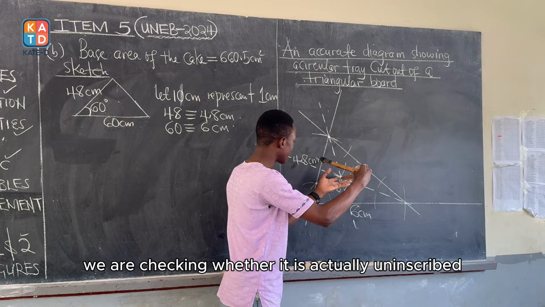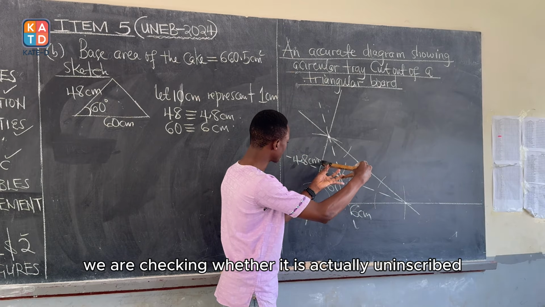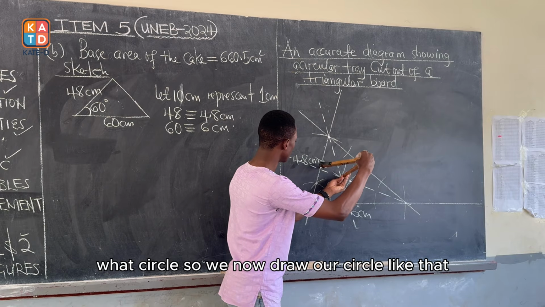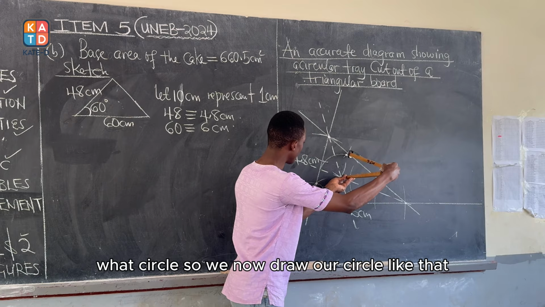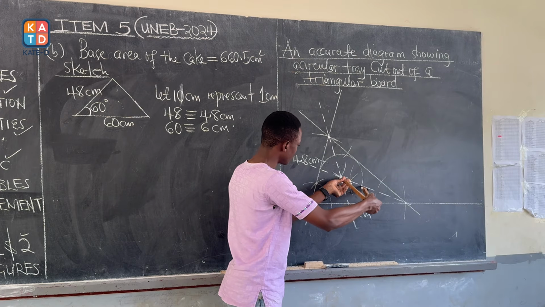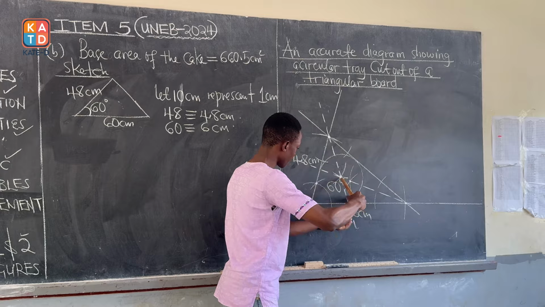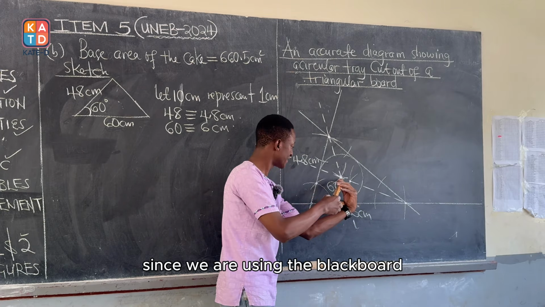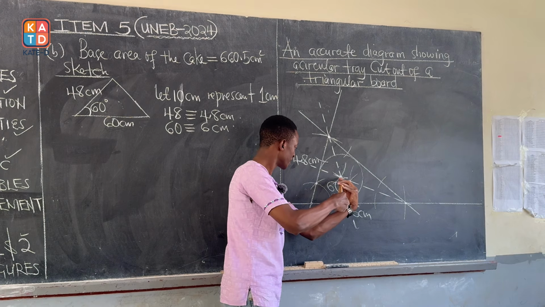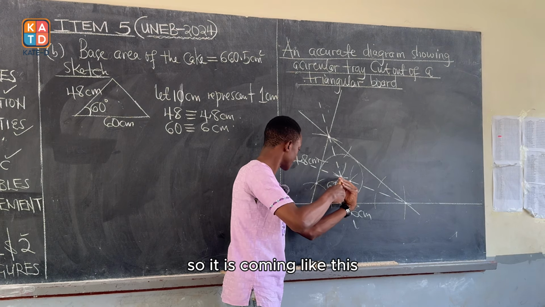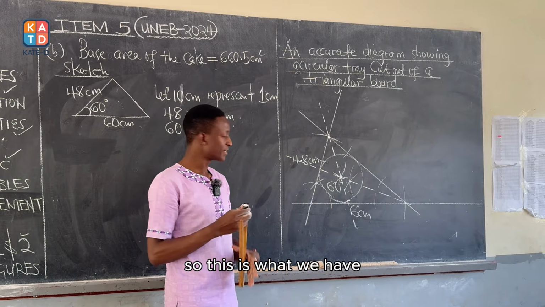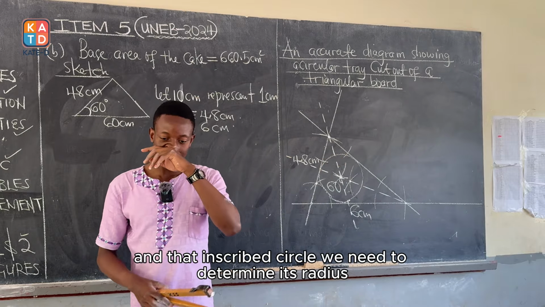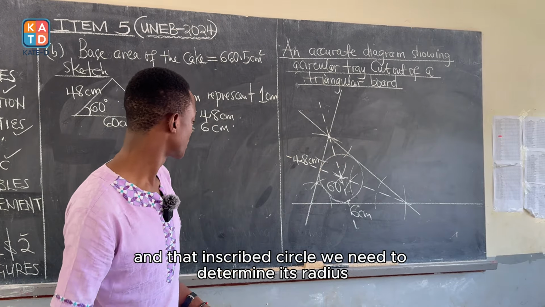Like that. We are checking whether it is actually an inscribed what? Circle. So we now draw our circle like that, like that, like that. It may not be accurate since we are using the blackboard. So it is coming like this. This is the circle that we have formed, and for that inscribed circle, we need to determine its radius.